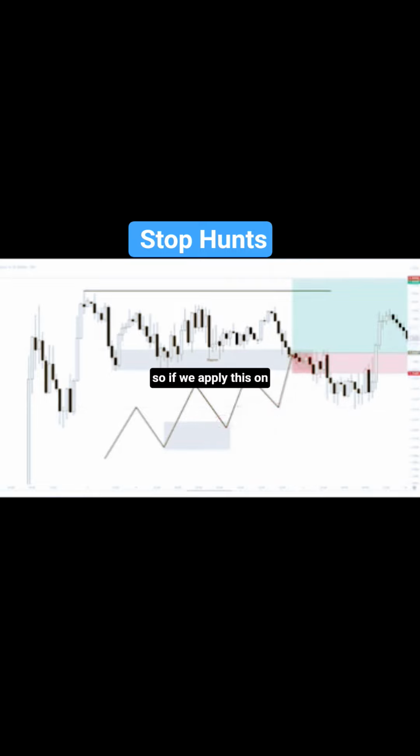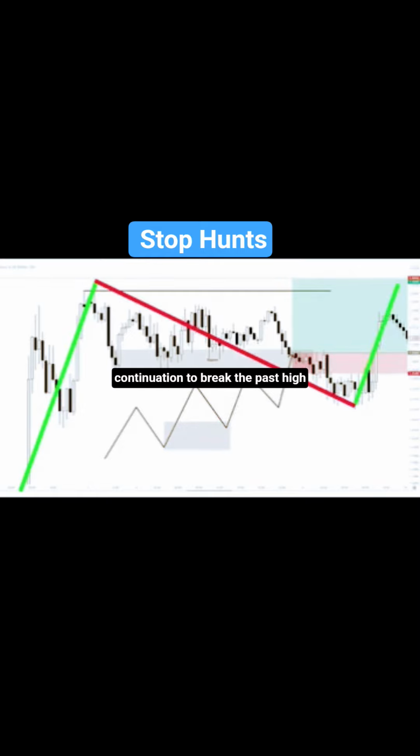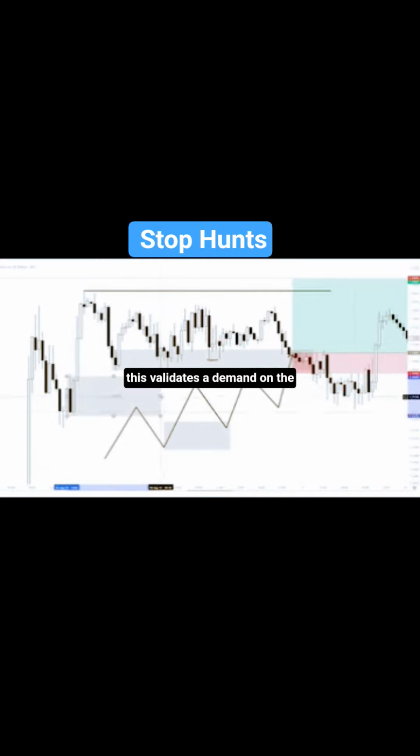So if we apply this on the actual chart, we have this upwards push, then a pullback, and continuation to break the past high. This validates a demand on the last higher low, and we can see how it's exactly where the price has hit and rejected back to the upside. So the bounce doesn't happen from a low-quality support that has been hit multiple times, but usually it does happen from a higher quality demand level. But it's important that this zone has not been filled many times in a row. So basically this demand is this one on the presentation chart.